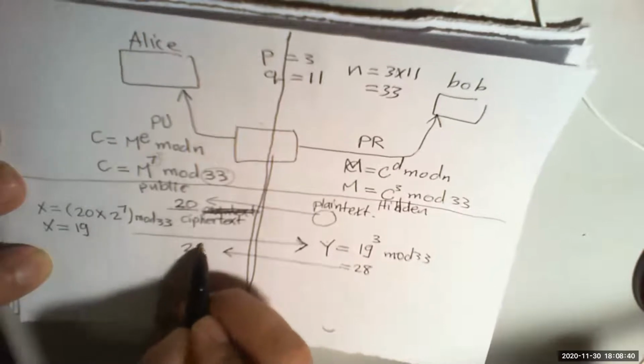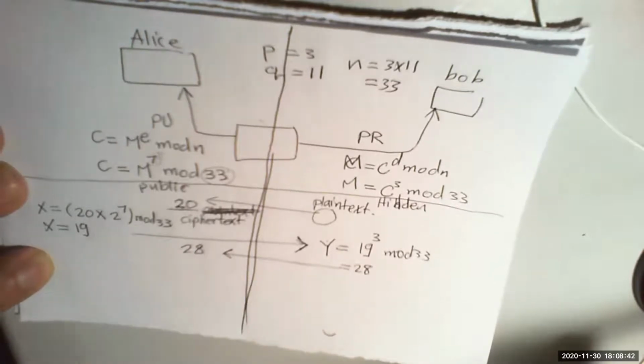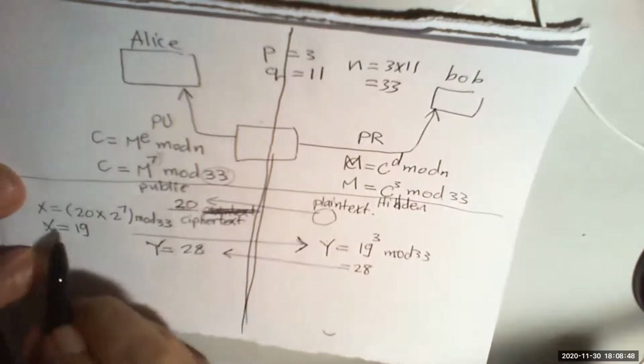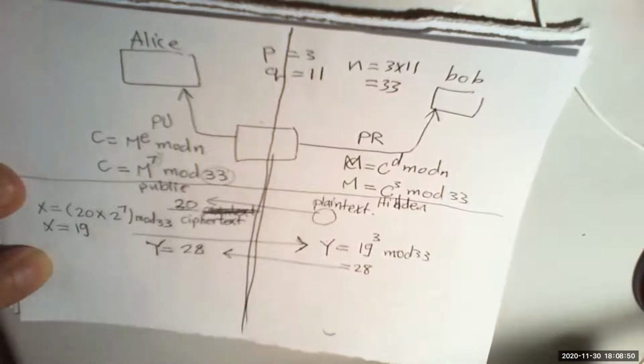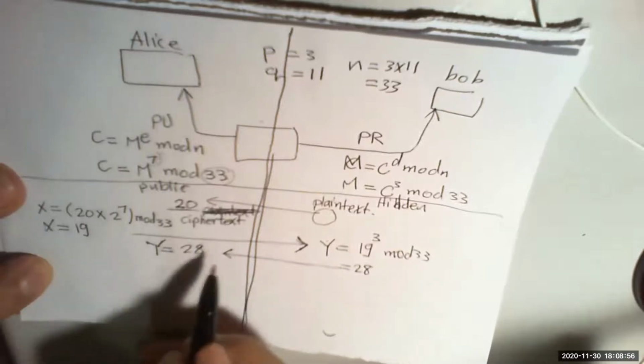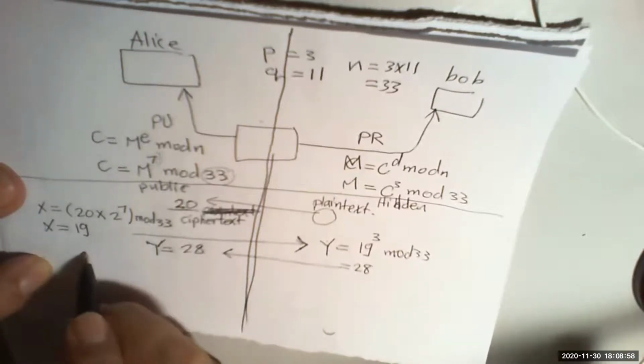28, I received it from the server. I just know that y equal 28. I know that x equal 19 and y equal 28. Now using the relationship that we have derived in the slides, this relationship is like that.